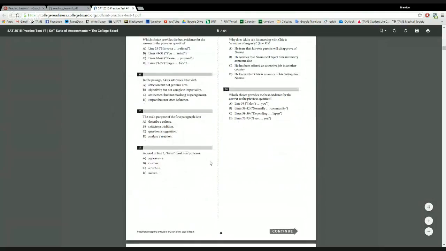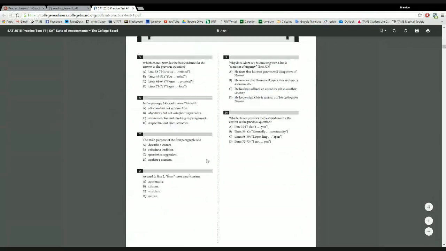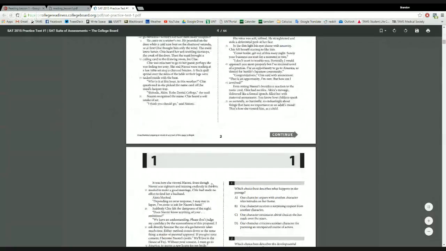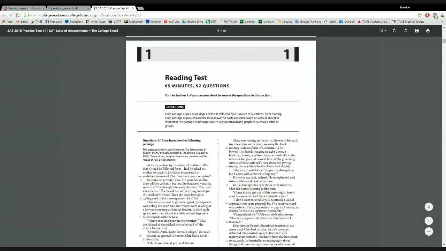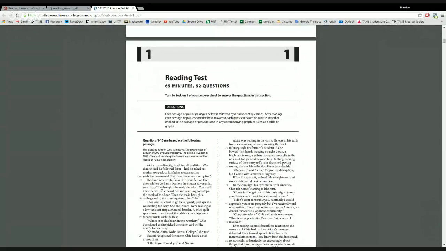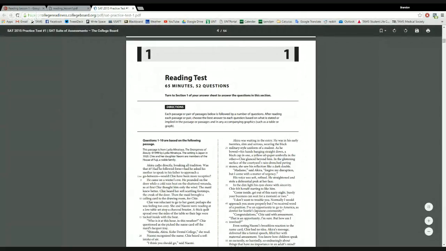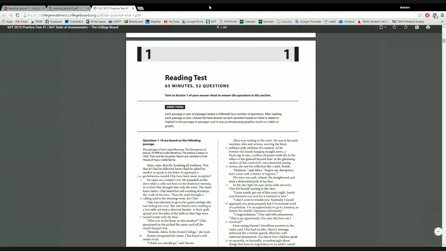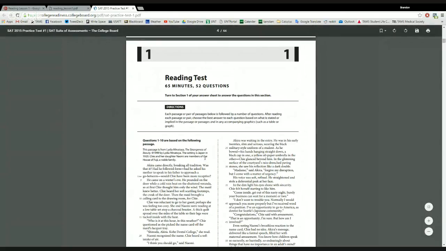Alright, number 8. "As used in line 2, form most nearly means..." So we go to line 2. Again, this is in the first paragraph. So, had he followed form, had he asked his mother to speak to his father to approach a go-between. So first things first, you want to think of a word that fits with form in your mind that works here. So was that it? Had he followed form, had he asked his mother to speak to his father? In this case, I would think of form in my head as more of a process or a procedure that would most likely fit here.